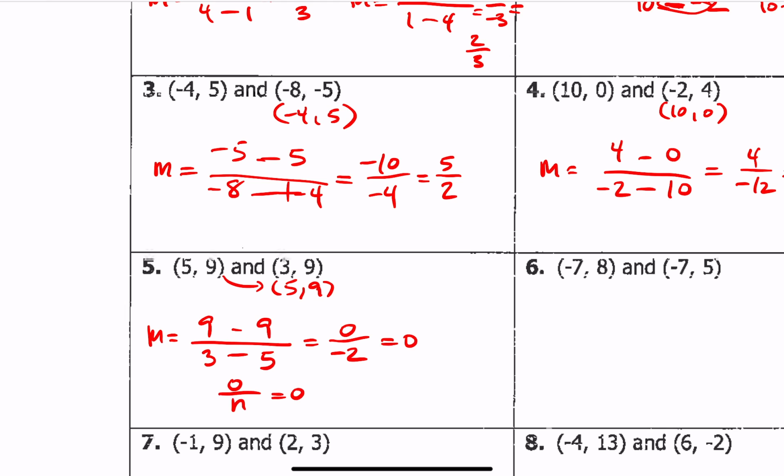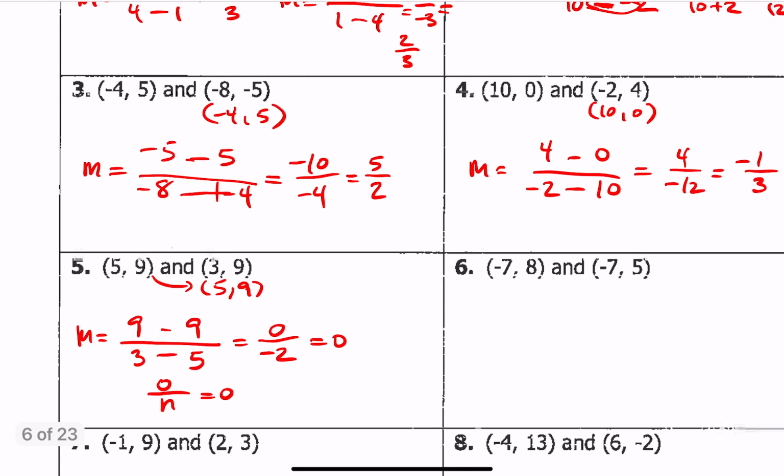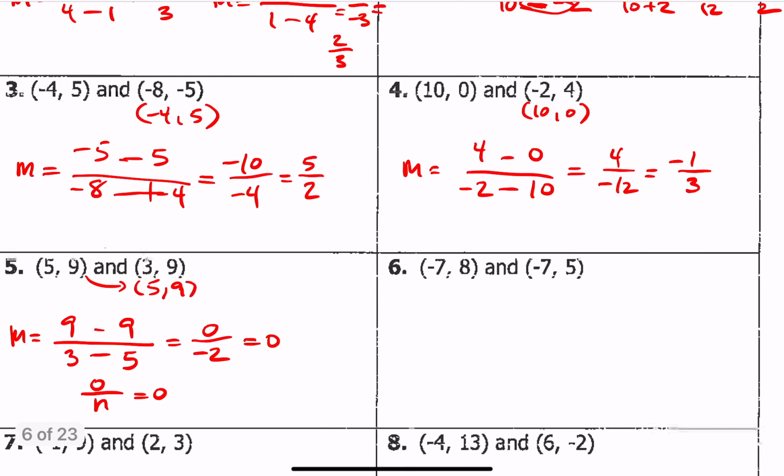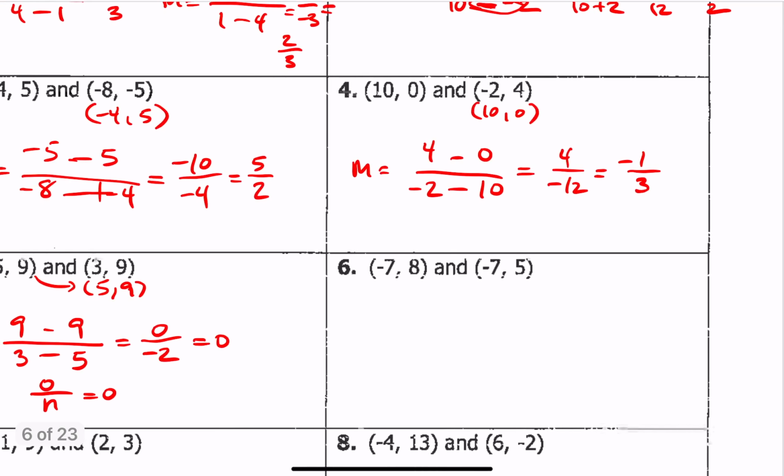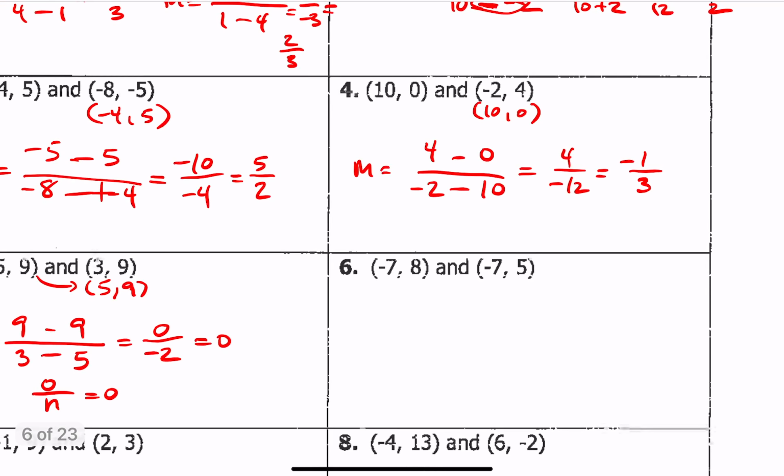My slope is 0. And guess what? If my slope is 0, I know that this line is going to be horizontal or vertical. And you should know that because we did that in the last set of notes. So a slope of 0 should have what kind of line? Horizontal or vertical? So 6.